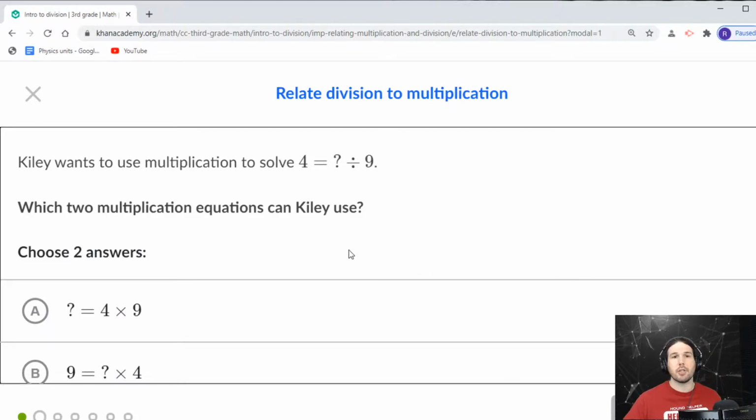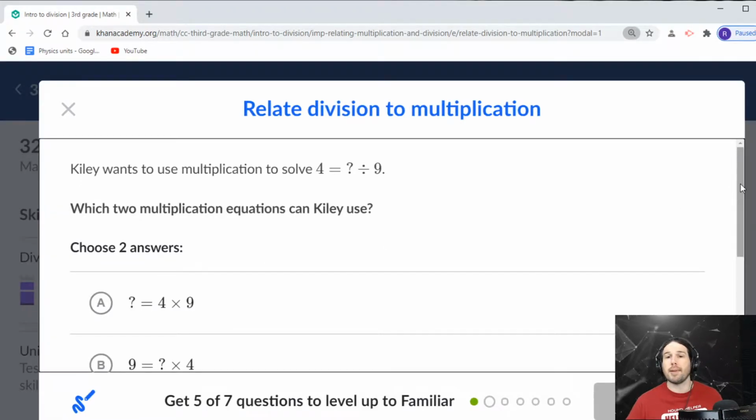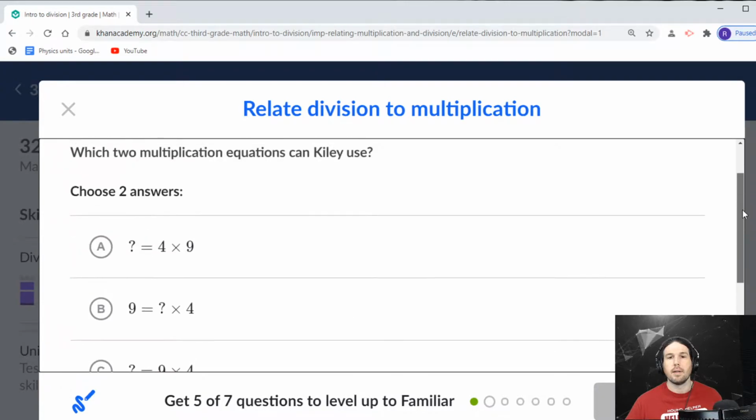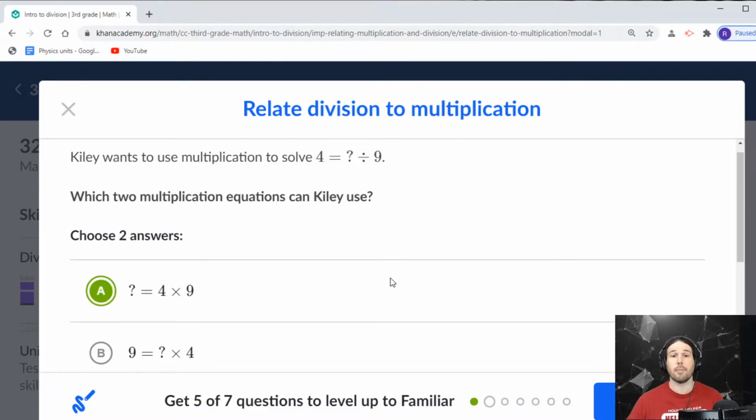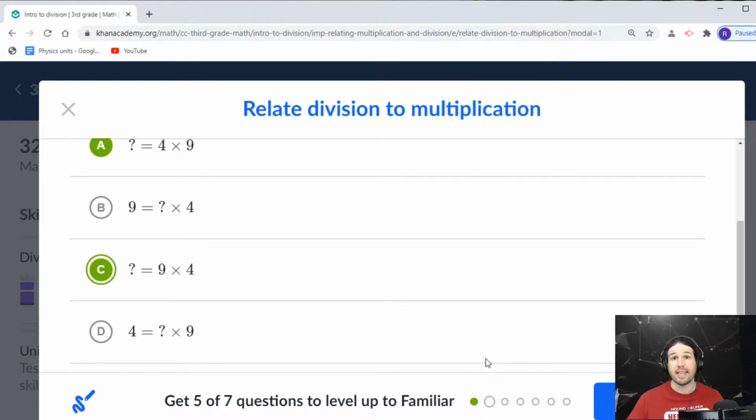Kylie wants to use multiplication to solve 4 equals blank divided by 9. Which two multiplications could Kylie use? Well, again, if it's a number that I have to divide by 9 to make 4, then to make that number, I have to do 9 times 4, or 4 times 9, both of which are the same, because, once again, multiplication is commutative, right? Remember that word commutative comes from the word commute, which means going in either direction. You can multiply forwards or backwards without affecting the result.